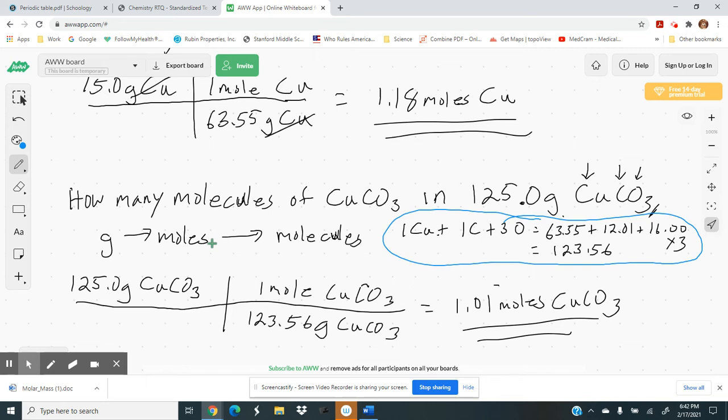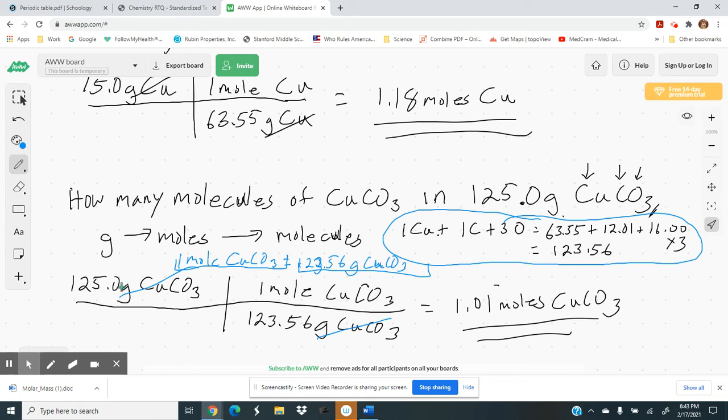That tells me that 1 mole of copper carbonate is equal to 123.56 grams copper carbonate. All right. So once again, I made my conversion factor by taking one side of this equality, putting it on top, and the other side on the bottom, and that allows me to cancel out the grams of copper carbonate. Okay. And that got me 1 mole.